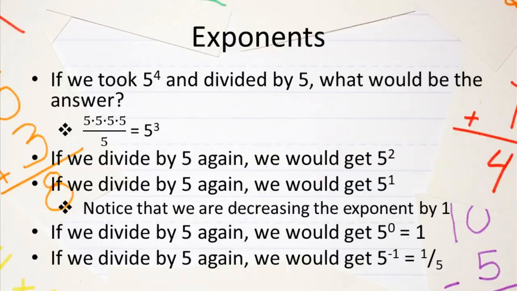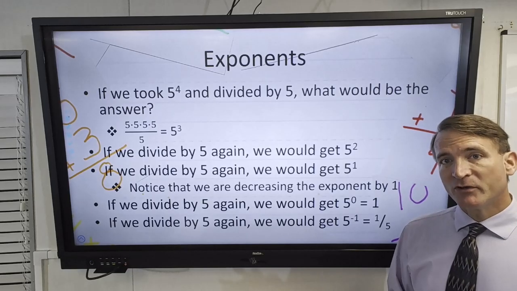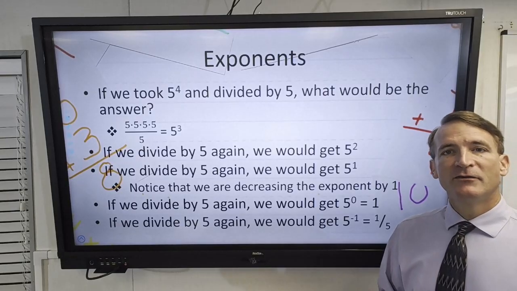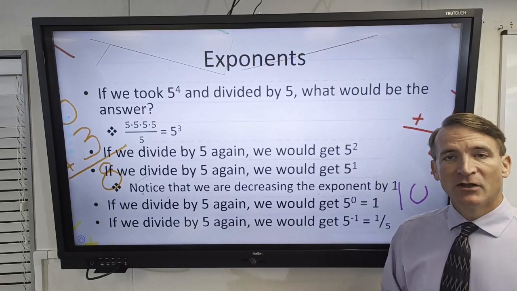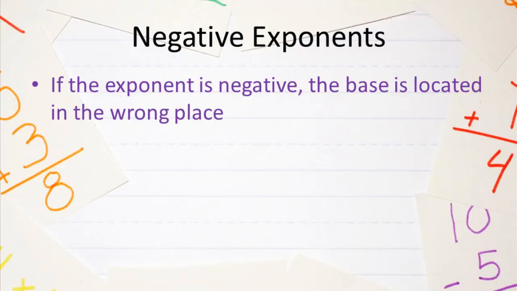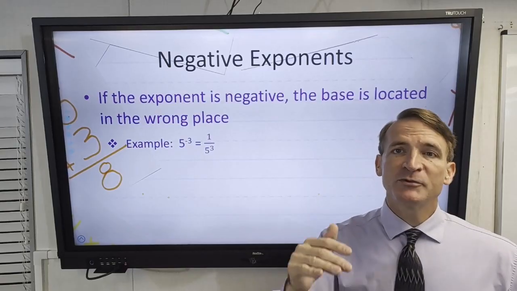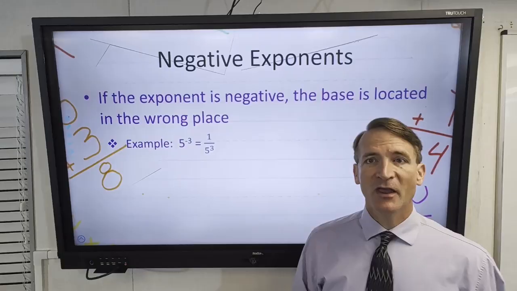If I were to divide that by 5 again, I would have 1 divided by 5, or 1/5. Well, in my exponent notation, that would be 5 to the 0 minus 1 power, which would be 5 to the negative 1st power. So here's what that means. If you have a negative exponent, it's indicating that your base is in the wrong position. Rather than being in the numerator, it should come down to the denominator and become a positive exponent. Or if it's already in the denominator with a negative exponent, you can move it up to the numerator and change it to a positive exponent.